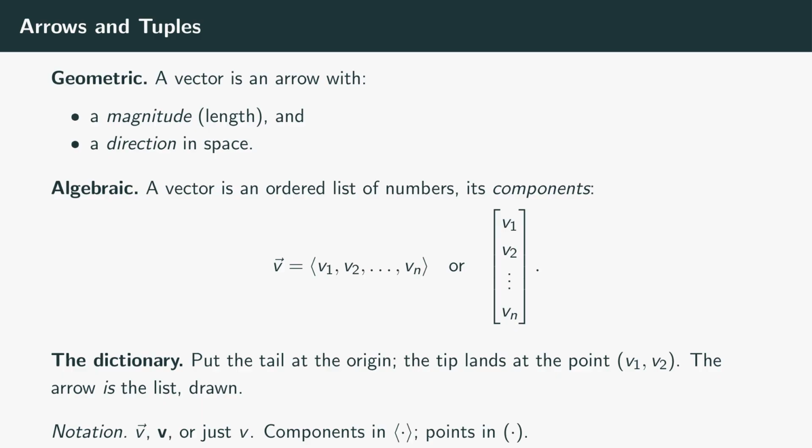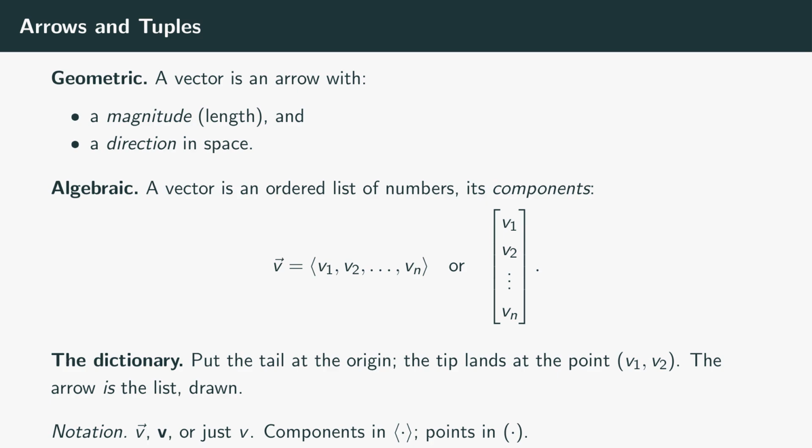Algebraically, a vector is an ordered list of numbers called its components. We write the list across in angle brackets or stacked up as a column. Both mean the same thing, and we will lean on the column form heavily once matrices arrive. Here is the dictionary that connects the two faces. Take the arrow and slide it so its tail sits at the origin. Then its tip lands at a specific point, and the coordinates of that point are exactly the components of the vector. The arrow is the list, drawn. The list is the arrow, measured.